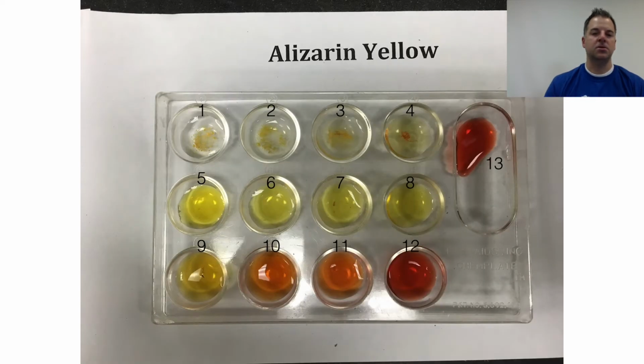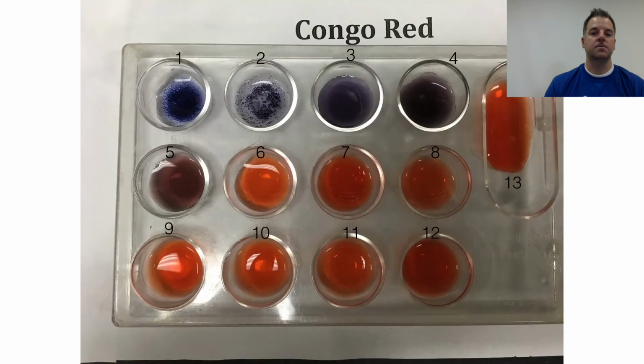Alizarin yellow is really interesting. It has some nice yellows and oranges in there. What you'll also notice is that pH 1, pH 2, and pH 3, when you put alizarin yellow in them, actually form a yellow precipitate. So it's a yellow solid that forms, and that's different than what we see for 4, 5, 6, 7, and 8, which is just a yellow solution.